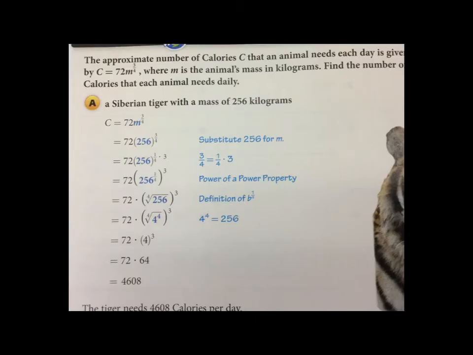The approximate number of calories C that an animal needs each day is given by C is equal to 72 times M to the power of 3/4, where M is the animal's mass in kilograms. Find the number of calories that each animal needs daily. I want you to notice that they wrote down the equation. Then they said the Siberian tiger with a mass of 256. Well, what they ended up doing is they substituted that 256 in for the M. All right, and that's where they got that.